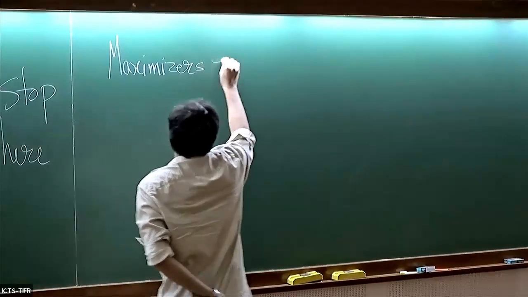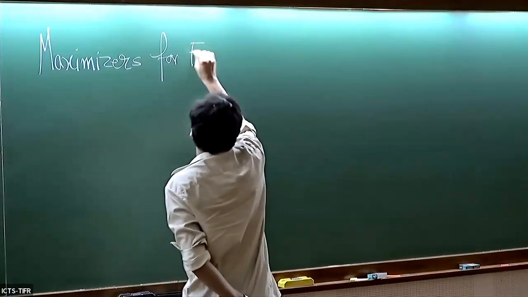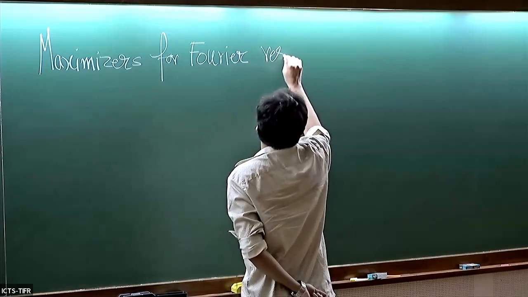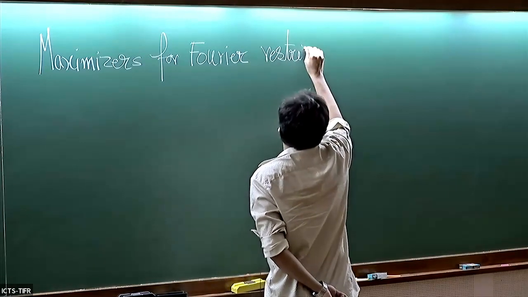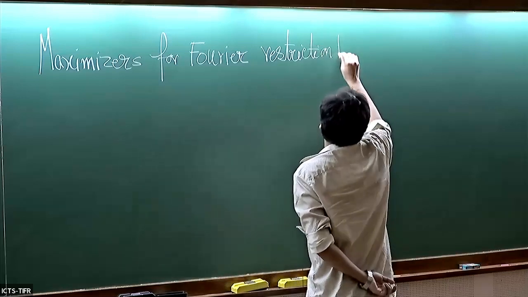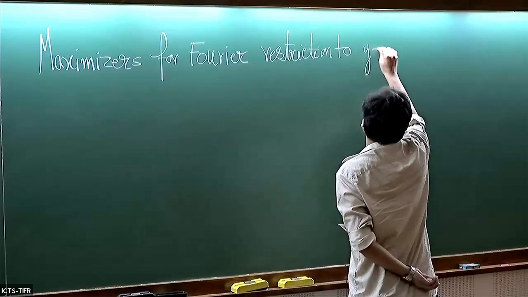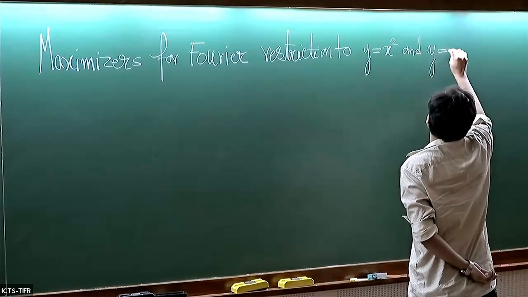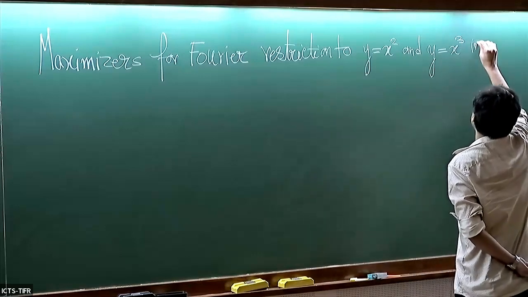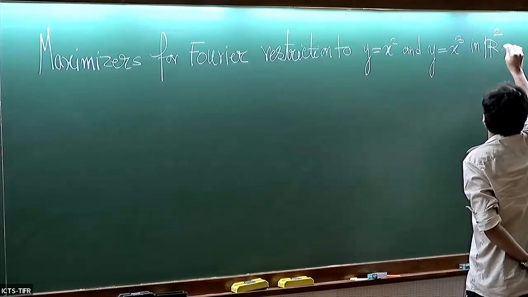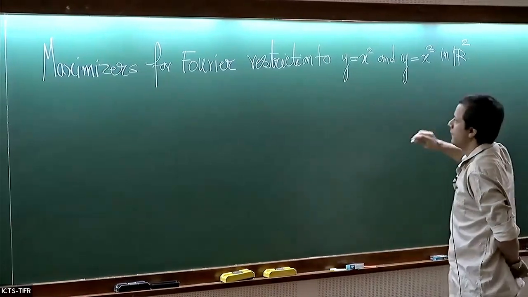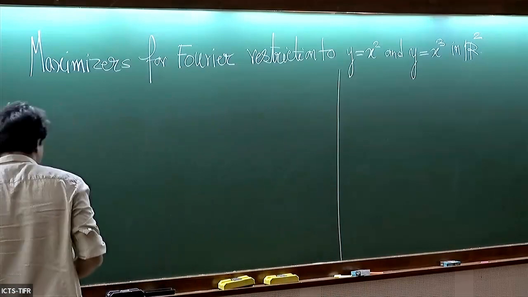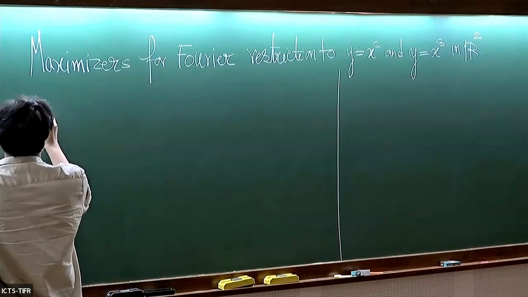Maximizers for Fourier restriction to the parabola y equals x squared and the cubic monomial y equals x cubed. These two curves in R^2. These talks are based on joint works with Betsy.